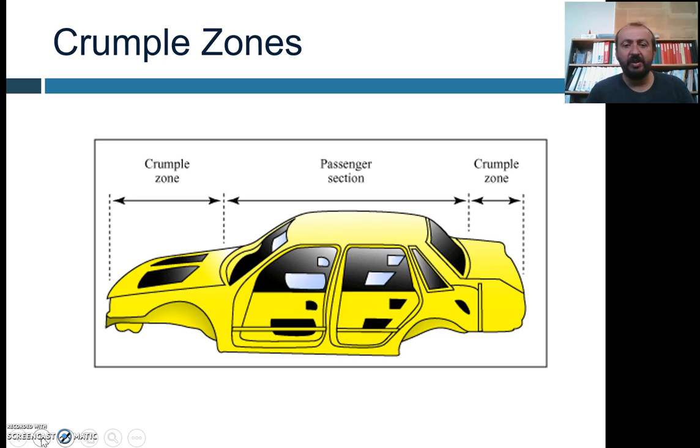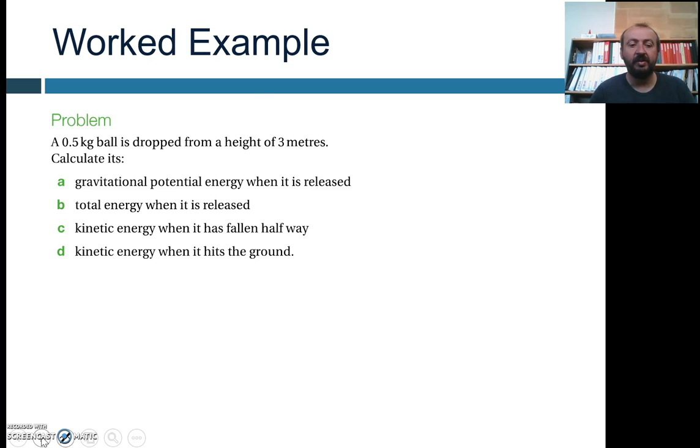So they're the crumple zones, they're the main ones. The two crumple zones are at the front and the back. You don't want your passenger section to crumple because you're sitting in there. So basically what happens with a crumple zone, it absorbs a lot of the energy of impact rather than that being transferred to you.